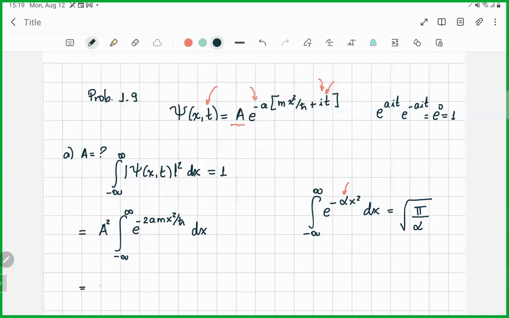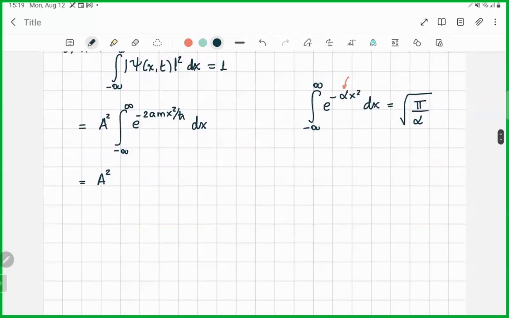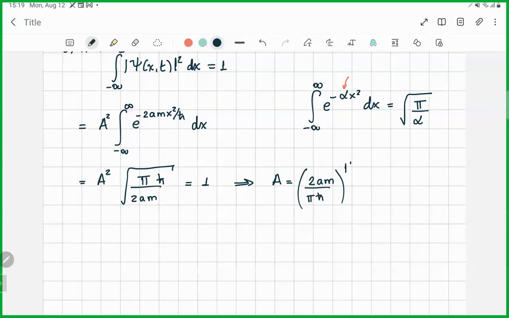What is going to be the solution? We have this A squared. Now, the solution of that integral will be pi over 2 a m, everything that is in front of the x squared, over h bar. And because it has to be normalized, this has to be equal to 1. The conclusion of this story: to ensure normalization, this big A has to be equal to 2 a m divided by pi h bar, all that to the 1/4. Okay, so we found big A, we have normalization.